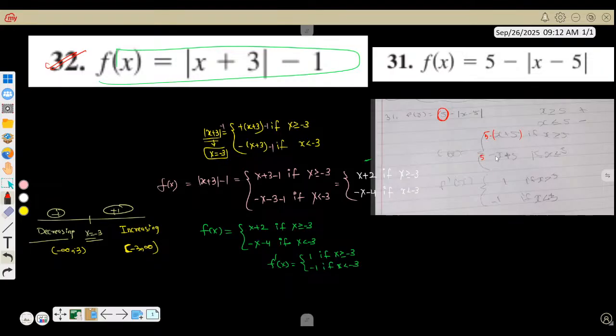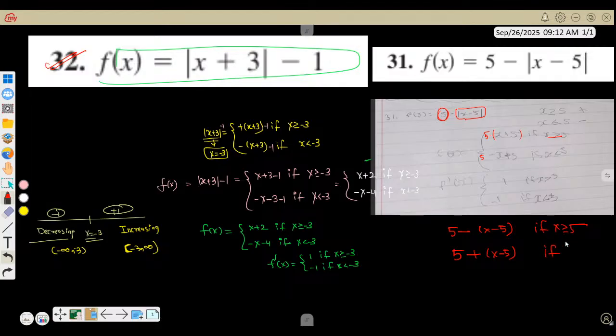But this time this bracket is negative. So the outside becomes like this: 5 minus this bracket, which is positive when you put in greater. Everything is correct, but you missed something here. Minus 5. And for the second one, 5 minus, right now this bracket is negative, so negative becomes positive x minus 5. You got it? Mm-hmm. Condition is correct, no problem.